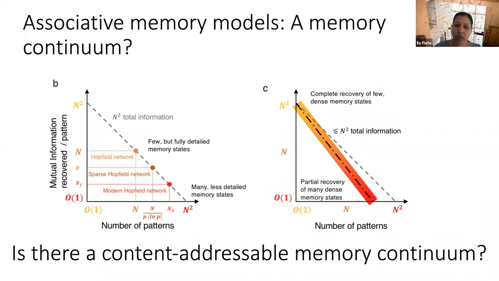There's no network that's self-interpolating, so that as you pack in more patterns, it automatically goes from more recall per pattern, more richness per pattern, to less richness per pattern, right? So what we want to do is ask whether it's possible to construct a single network that can automatically move along that frontier of memory and trade off number of patterns for richness.